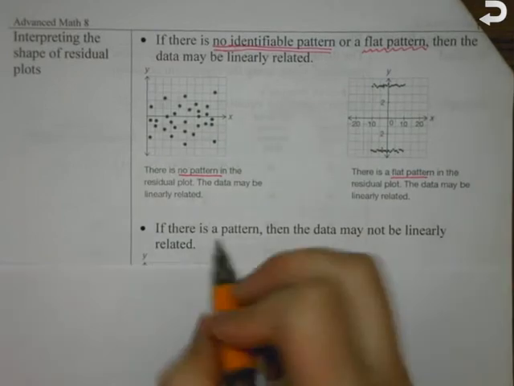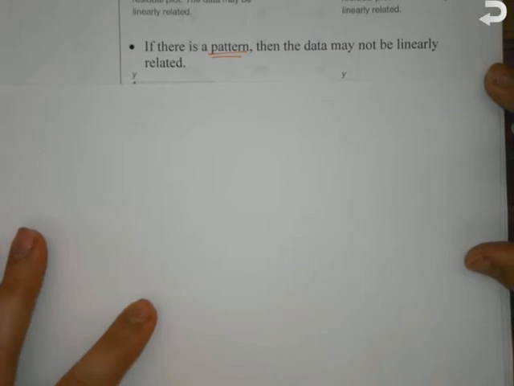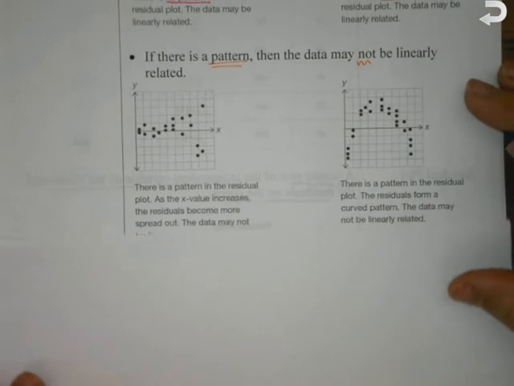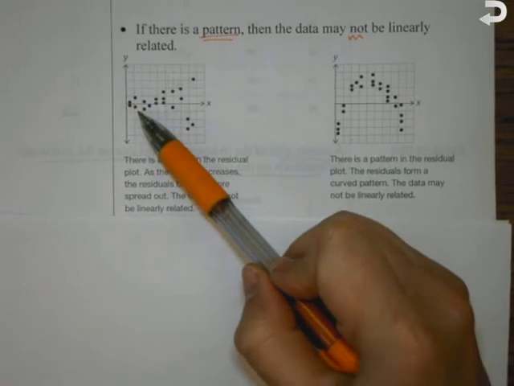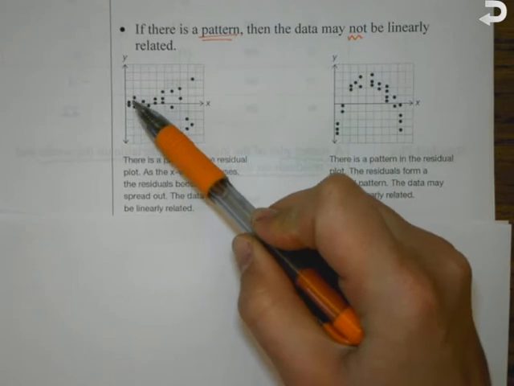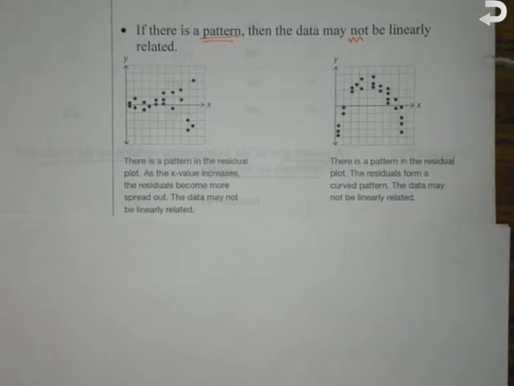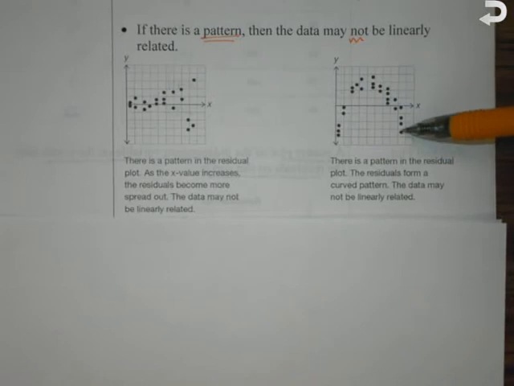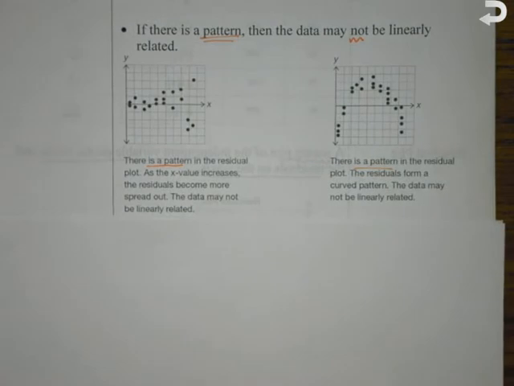So if there is definitely a pattern in your residual plot, then the data may not be linearly related. So here's two examples, okay? If we look at this first example, do you guys kind of see a pattern? It sort of looks like a sideways Y. These values are kind of going up, and these ones are kind of going down, so it has an increasing and a decreasing pattern. In the second one, the pattern's even more identifiable. It almost looks like an upside-down parabola, right? So there are two examples of what a pattern looks like, and then they're described down here.